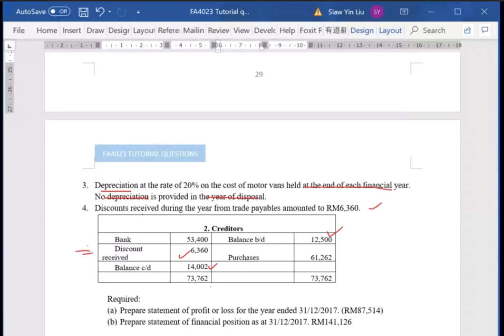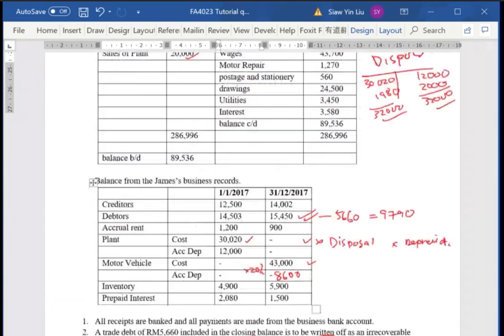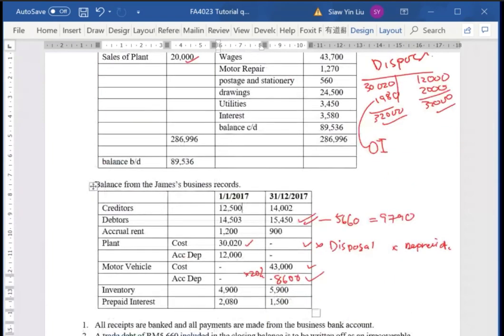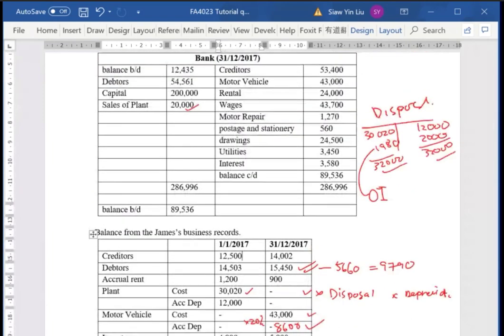So later on you will have this other income. You have this discount received, and also, just now, the gain on disposal. This is also other income. Get it? Then expenses, you have these expenses. All the rest of here is also your expenses. Rental is your expense. Motor vehicle, all this is your expenses. Drawing is not. Interest is your expense.